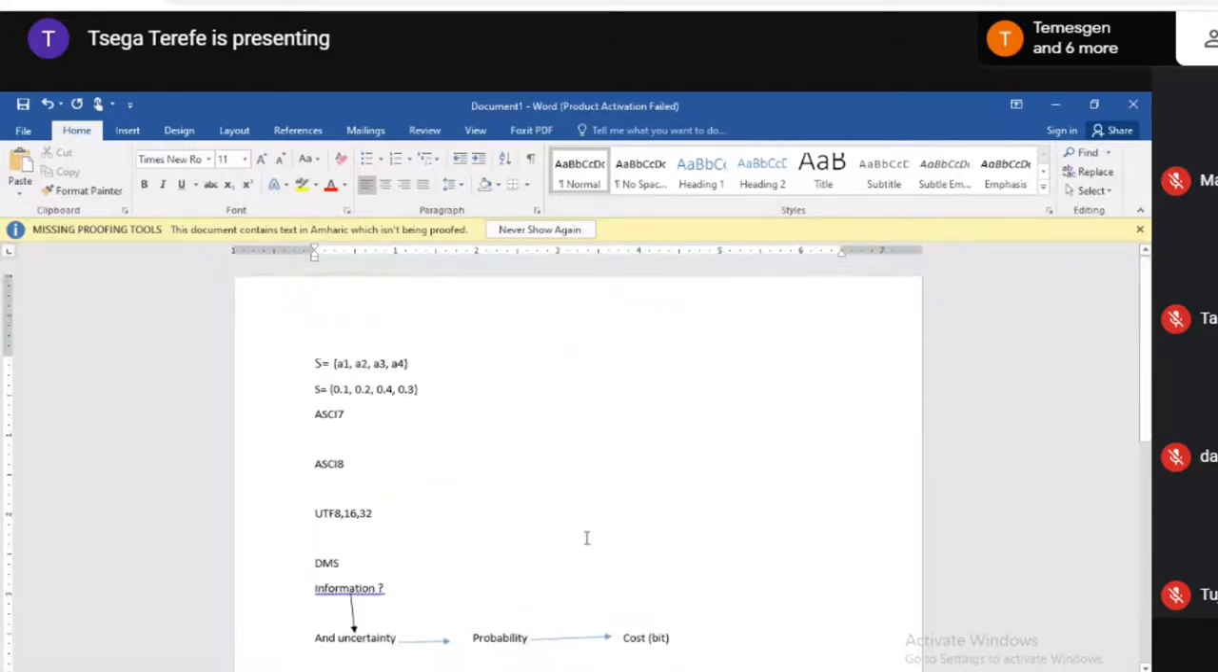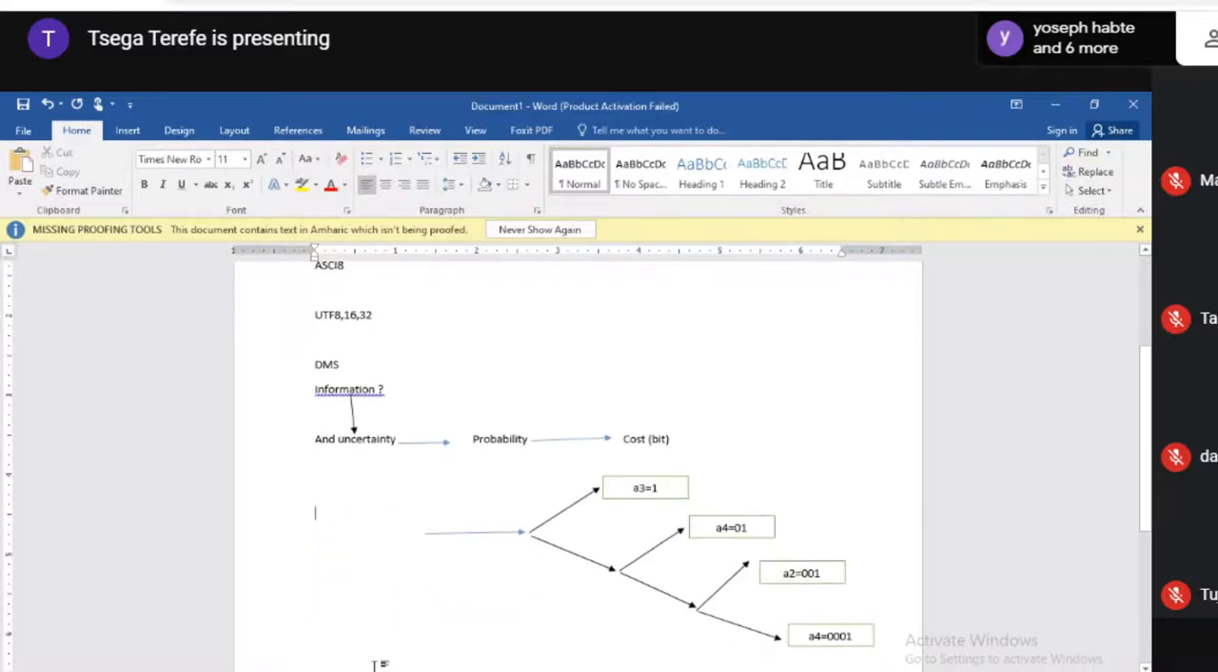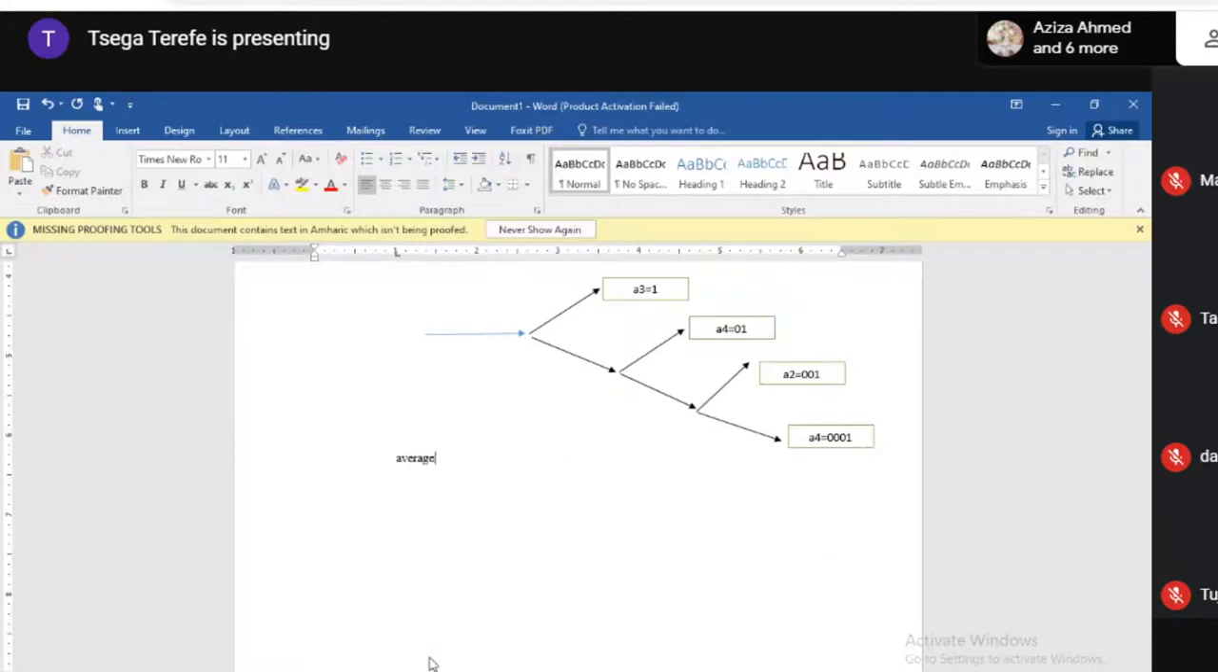So in average, what will the bits you transmit be? 1 times 0.4 plus 2 times 30% plus 3 times 20%, and finally you will transmit 4 times 10%. This will give you an average of 0.4 plus 0.6 plus 0.6 plus 0.4, which is around 1 bit plus 1.6 bits, and that will give you 2 bits per symbol.